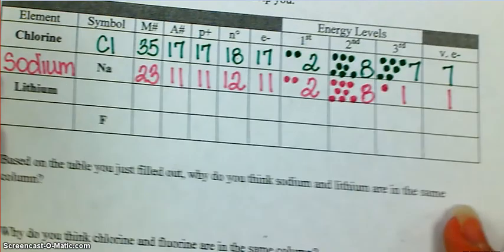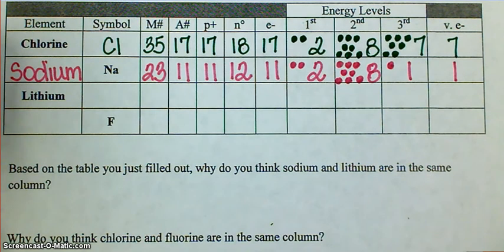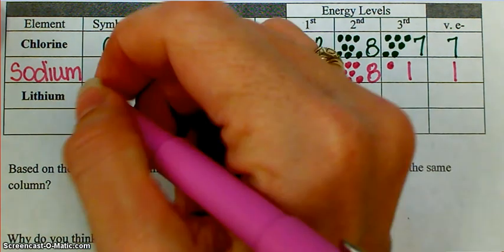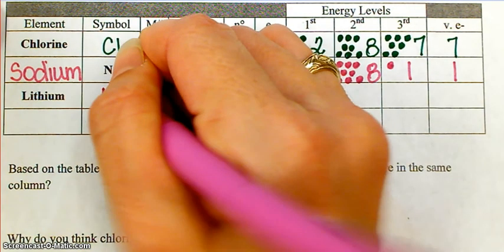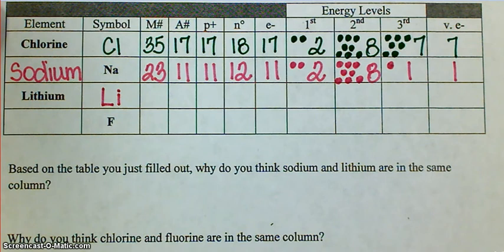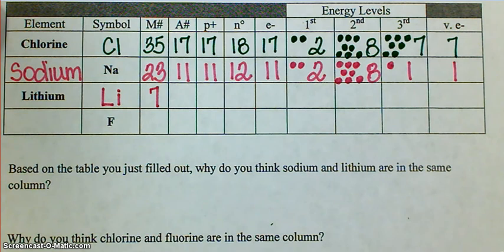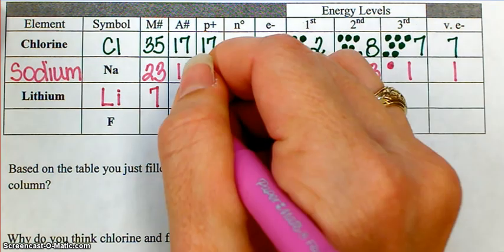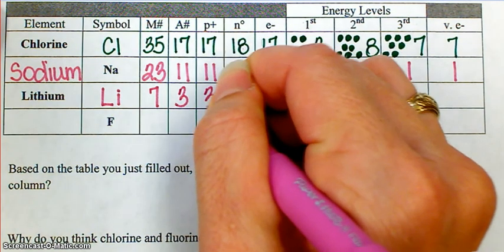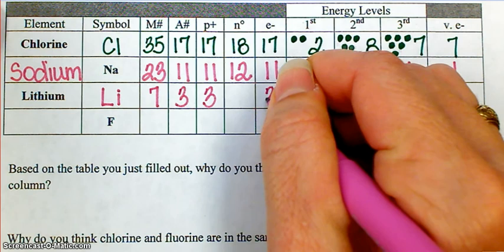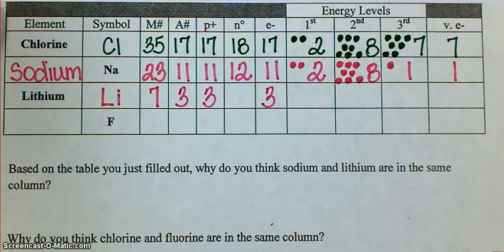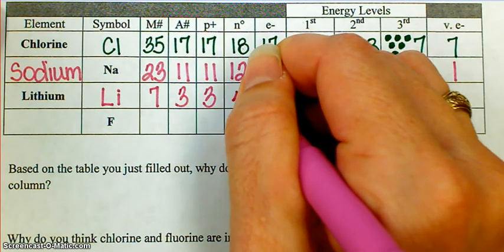All right, oops, sorry. Lithium is next. Capital L, lowercase i. Take the atomic mass and round it off. What do you get? 7 is the mass number. Atomic number? 3, which means it has 3 protons, and as long as it's neutral, 3 electrons. How many neutrons? 4.